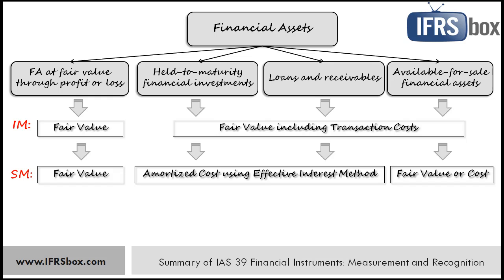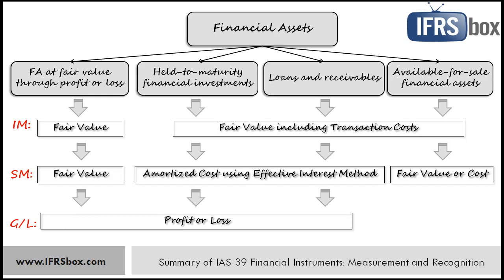The exception here are investments in equity instruments like shares that have no reliable fair value measurement. In this case, they shall be carried at cost. IAS 39 also prescribes how to account for gains or losses from subsequent measurement of financial assets. For the first three categories, you shall put gains or losses from remeasurement of financial assets to profit or loss.